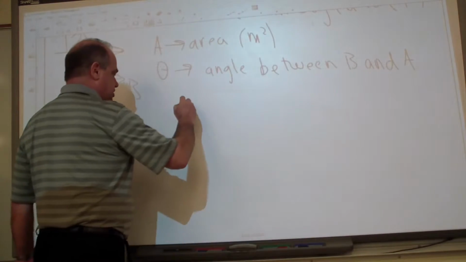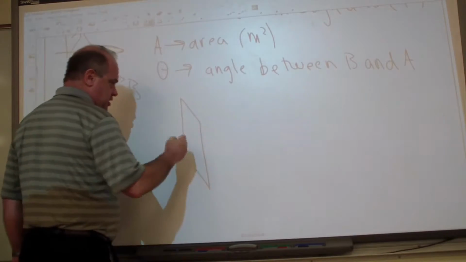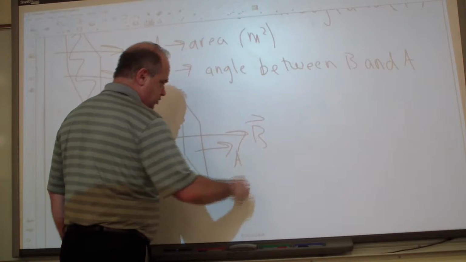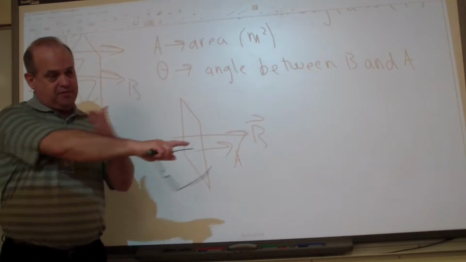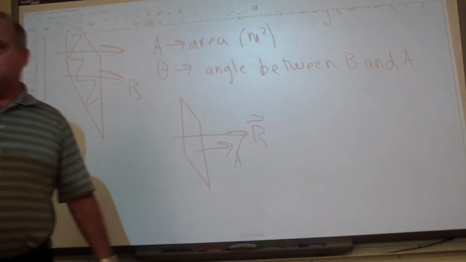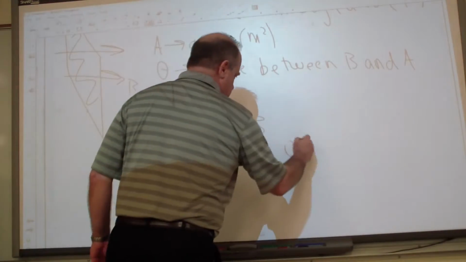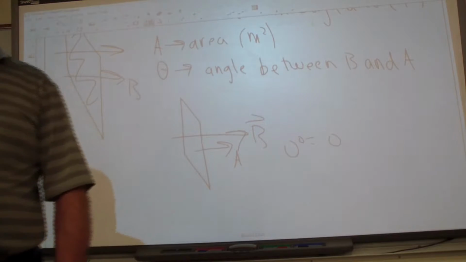Here's a simple example. Let's say this is your area, in 3D, and the B field is in that direction. Furthermore, the area is also in that direction if I drew it correctly. In other words, if the face of the area is perpendicular to the B field, then the area and the B field are the same direction by this definition. In that case, theta would equal 0.